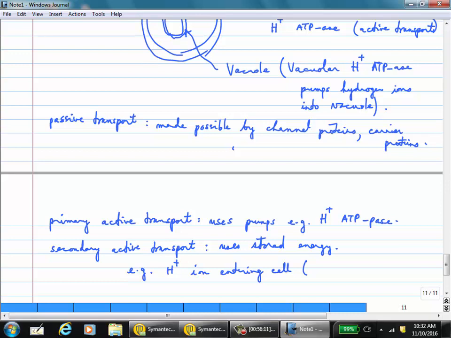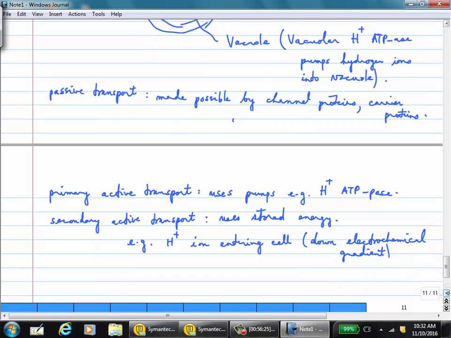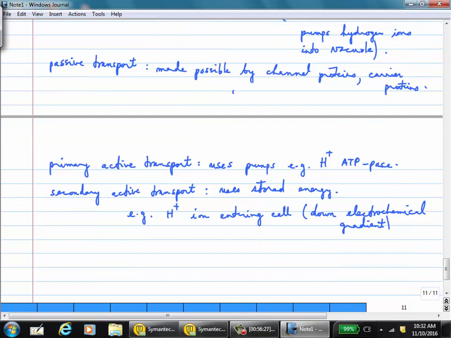So example, hydrogen ion entering the cell down the electrochemical gradient can carry some other ion against its electrochemical gradient.